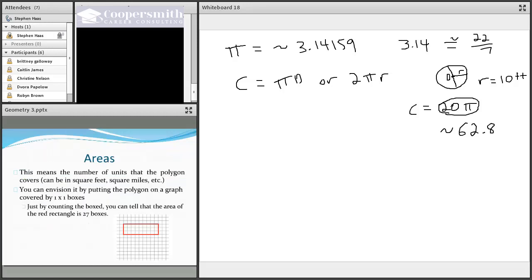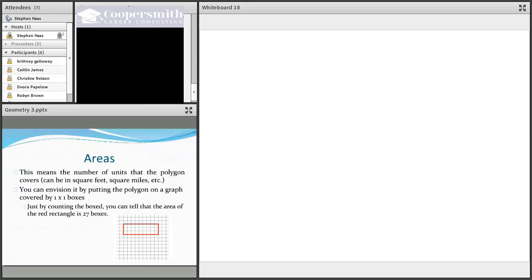Okay, so that's the circumference of a circle. Now we're going to move to the areas. Areas are a little bit harder because they cover a little bit more ground. The formulas are a little bit more complex, but it's the same basic idea. The area means the number of square units that the polygon covers. It could be any particular unit. It could be square feet, square miles, square kilometers, square meters, square whatever.